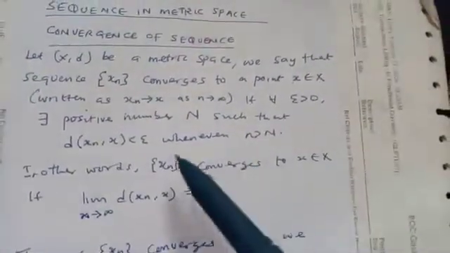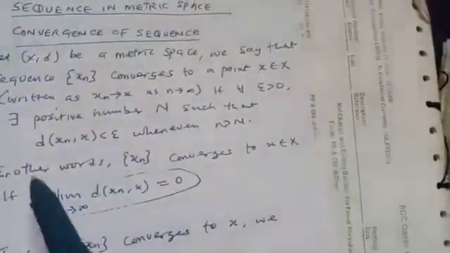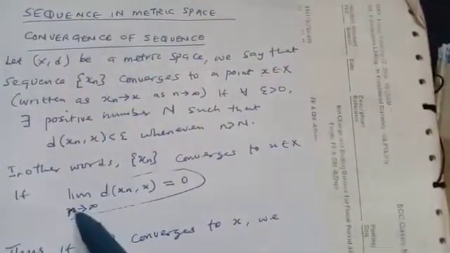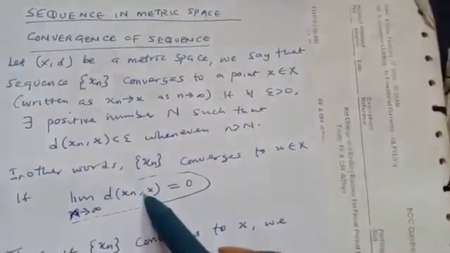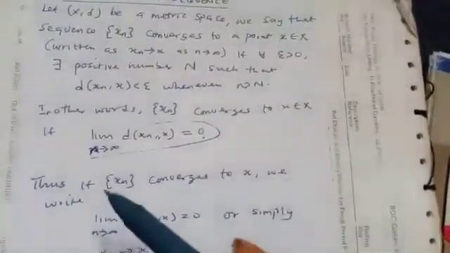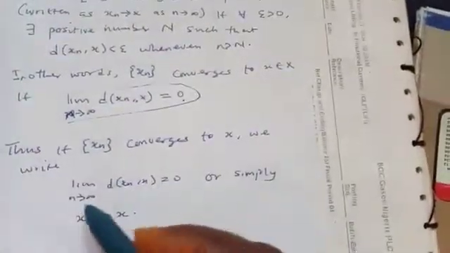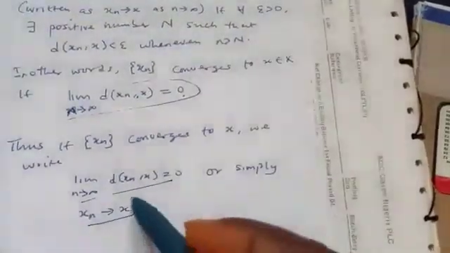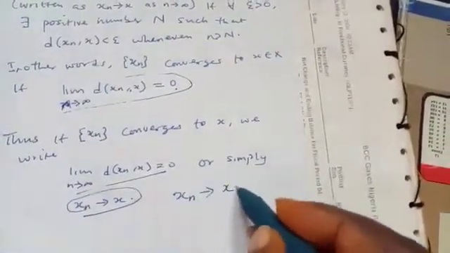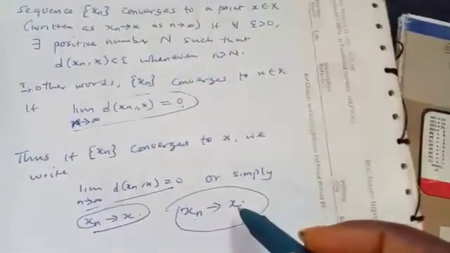So in other words, if Sn converges to S, then we write this. In other words, we say that Sn converges to S if the limit as n tends to infinity of the metric of this is equal to 0. Then we say that the sequence converges. So thus, if Sn converges to S, we write this, or we simply write this. So this is the adoption we will take. If I write this thing, this simply means that Sn converges to S.